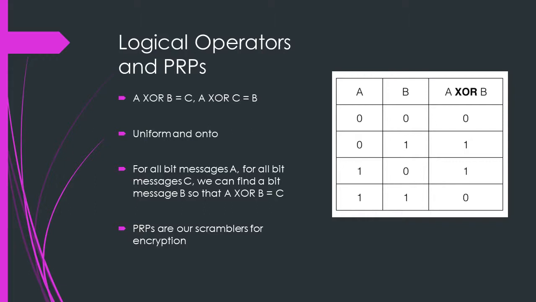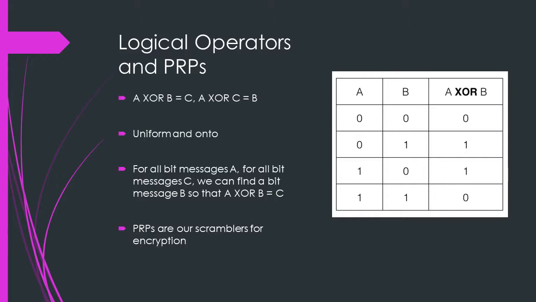In the slides to follow, you may see an operator which looks like a plus sign inside of a circle. This is what we call the XOR operator, or the exclusive OR operator. What it does is it takes in two Boolean values, A and B, and outputs another Boolean based off of the table on the slide. This operator is important to cryptography because not only is it reversible, but it's also uniform in its output.